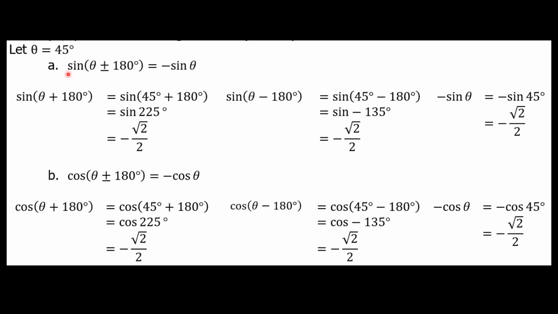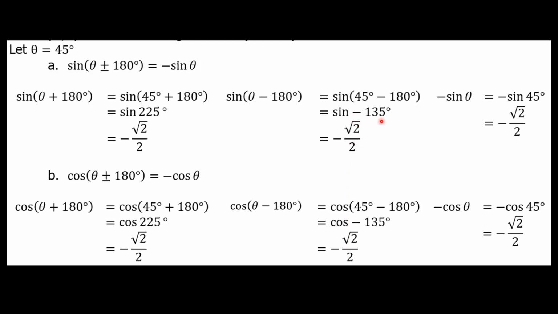So let's try to prove sine of theta plus or minus 180 degrees is equal to negative sine theta. We let theta be equal to 45 degrees. So 45 degrees plus 180 degrees will give us 225 degrees, and it is found on quadrant 3. So that must be negative square root of 2 over 2. That negative sign indicates a negative y coordinate on quadrant 3. 45 degrees minus 180 degrees gives us negative 135 degrees. That negative angle is a clockwise rotation and it is found on quadrant 3. Then negative square root of 2 over 2, the same.